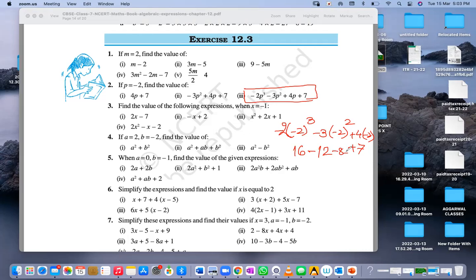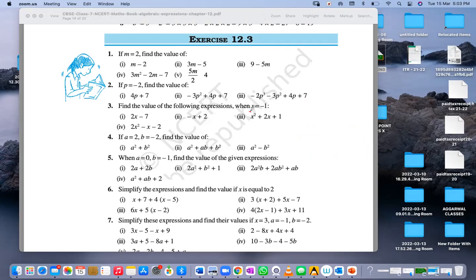Plus 4p, which becomes 4 times negative 2, which becomes negative 8, and plus 7. So 16 minus 12 equals 4, 4 minus 8 becomes negative 4, negative 4 plus 7 is 3. Clear?